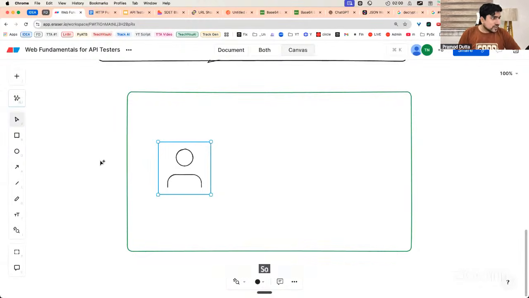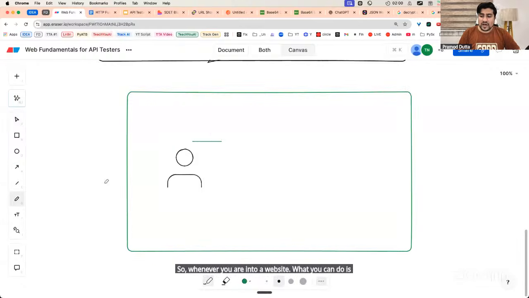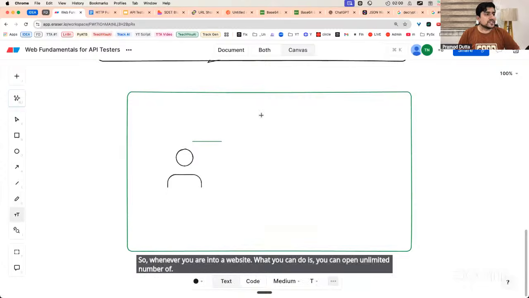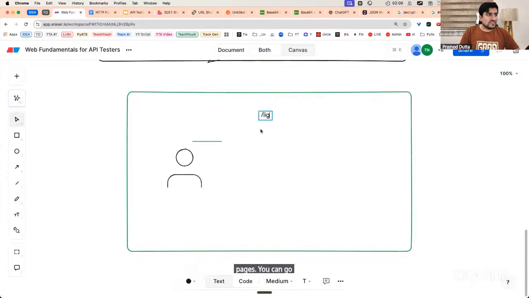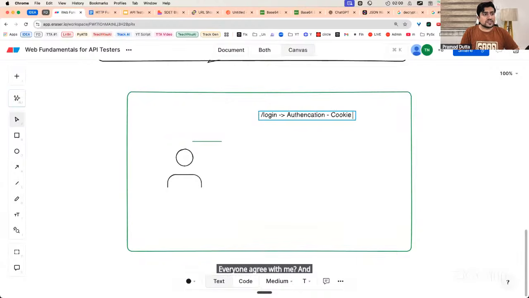Whenever you are on a website, you can open an unlimited number of pages. You can go to the after-login page. The first time, the login page will ask you for authentication. Everyone agree with me? And there is a cookie which is given to you. You get the cookie, right?